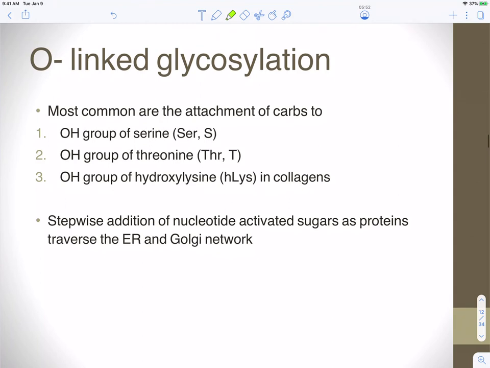Now, O-linked glycosylation is a little bit different. So you're going to have attachment of carbohydrate sugar chains to the OH groups of serine, threonine, or hydroxylysine, as in the case of collagen specifically. And this does not require dolichophosphate. It's simply that the sugars get added to the proteins at these sites one at a time, and it's going to be a stepwise addition of the sugars.